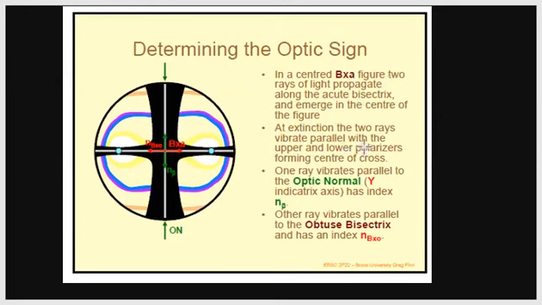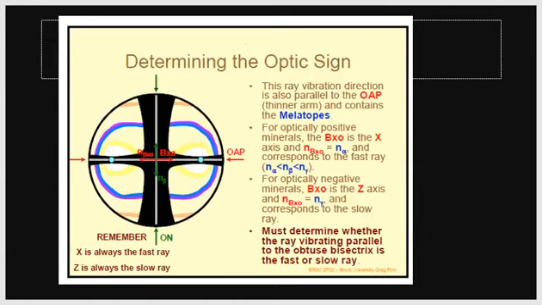At the extinction, the 2 rays vibrate parallel to the polarizer and analyzer. So you can see N beta is going to be parallel to one of the polarizer or analyzer, and this is going to be parallel to the other one. One ray vibrates parallel to the optic normal, has an index N beta, and the other ray vibrates parallel to the obtuse bisectrix and has index BXO. This ray vibration direction is also parallel to the optic axial plane that contains the melatopes. So these two are the melatopes.